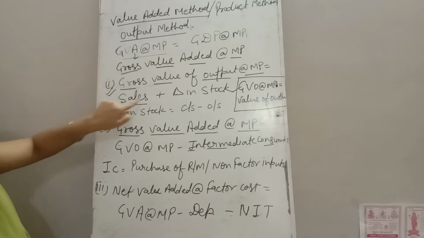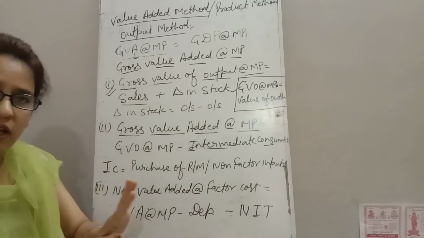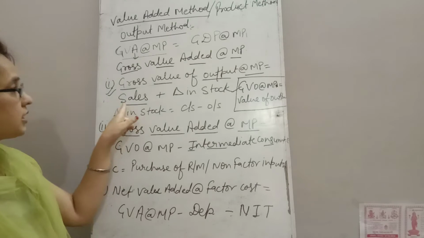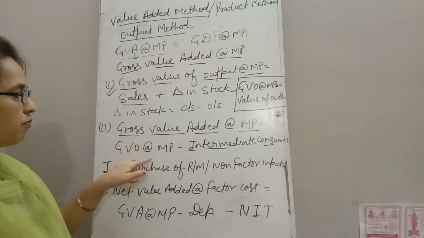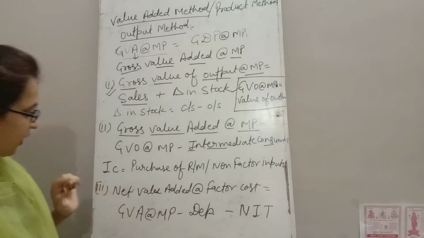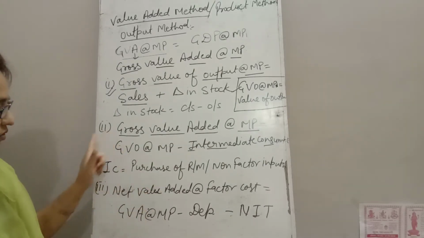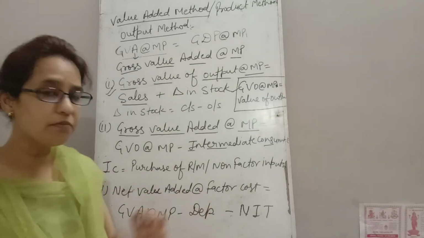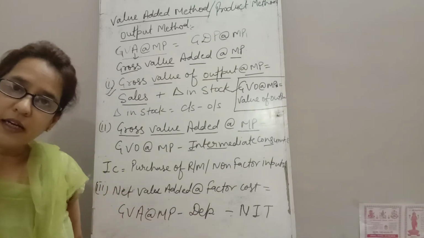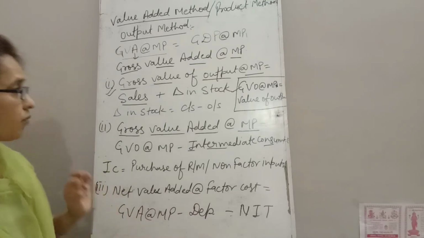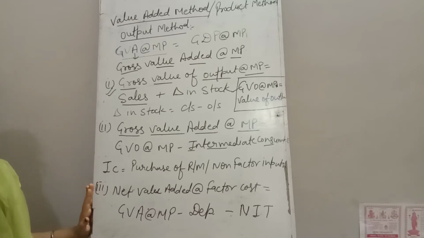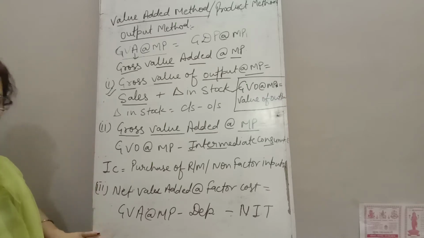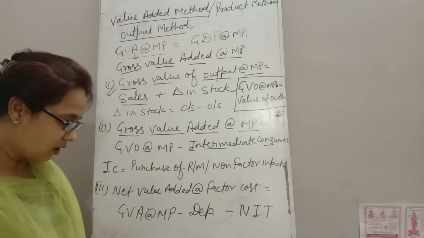GVO, how to calculate? Sales plus change in stock. Clear? You have to learn that only: sales plus change in stock. How to calculate GVA? GVO at MP minus IC. Clear? Now net value added: GVA at the rate of MP minus depreciation minus net indirect taxes. Clear? Now I am going to solve the question on this topic. Just note down these formulas and then we are going to solve it.